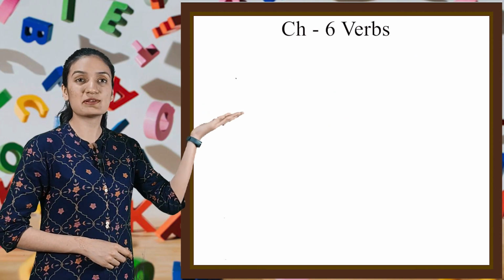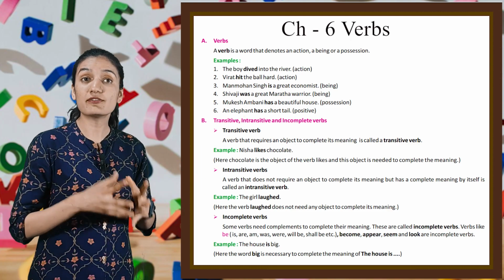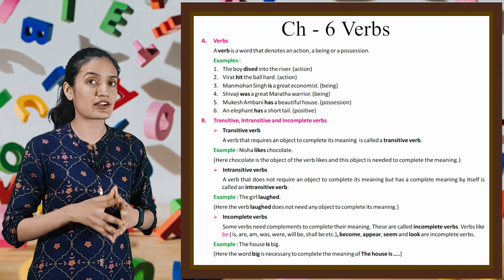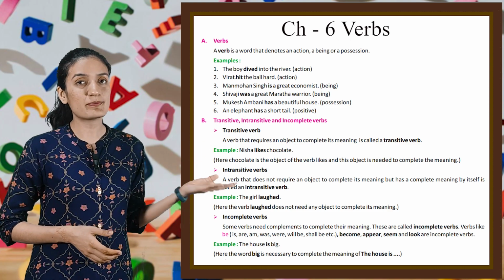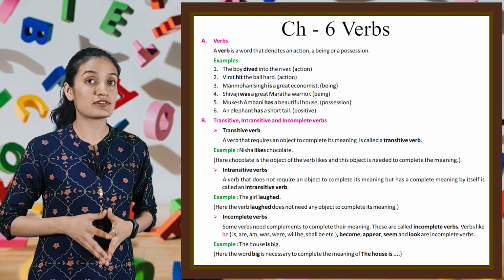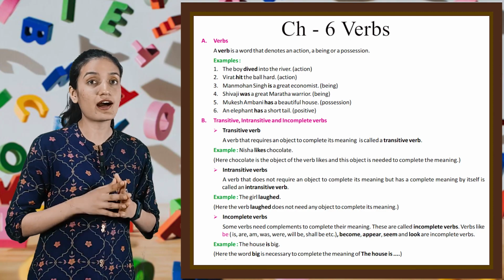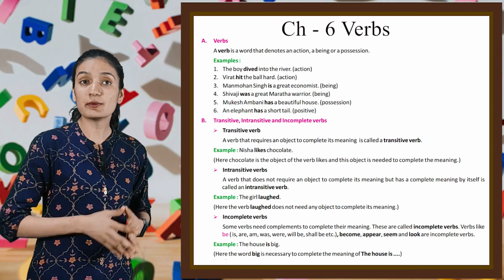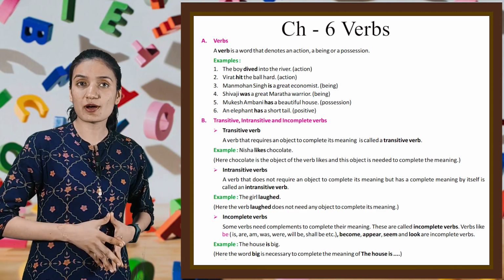Now let's start with part A, verbs. A verb is a word that denotes an action, a being or a possession. Let's see the examples. The boy dived into the river. Action. Virat hit the ball hard. Action. Manmohan Singh is a great economist.